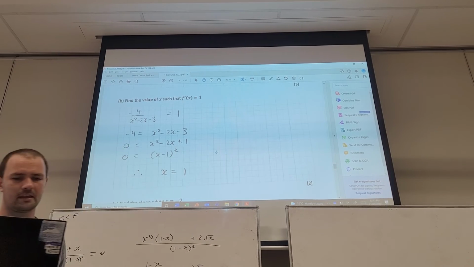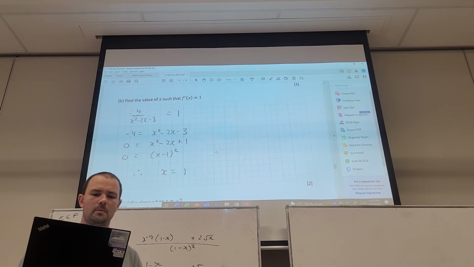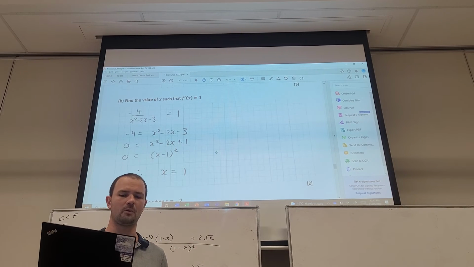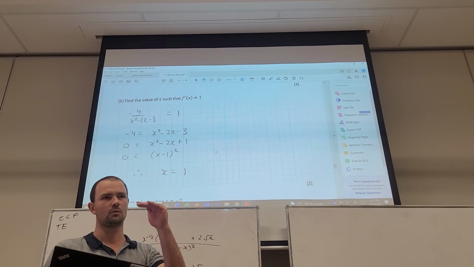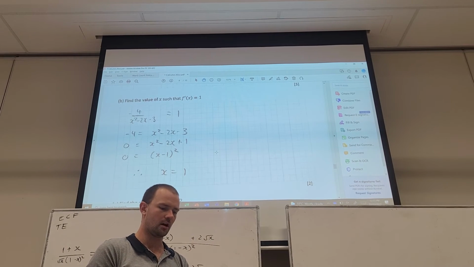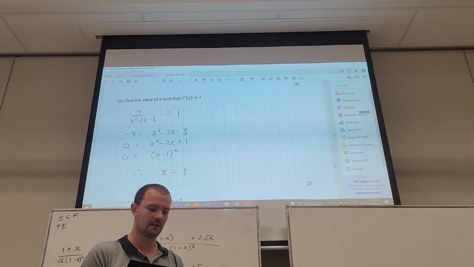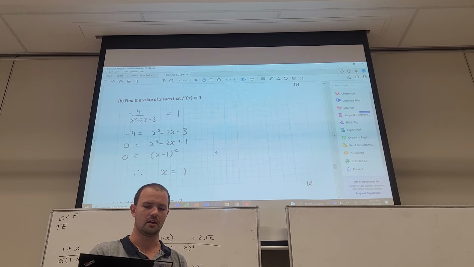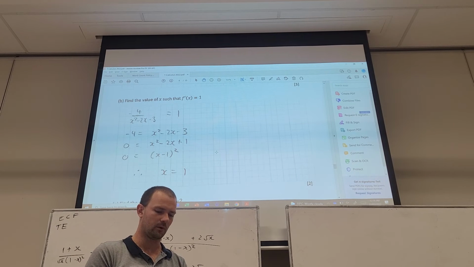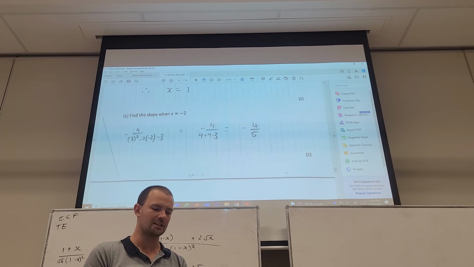Part B isn't find when the slope's horizontal or find the slope when x is a number. It is find x when the slope equals 1, or when f dash of x equals 1. That's very precise there, the wording, and I won't go into why. So we've got minus 4 over x squared take 2x take 3 equals 1, and then we're just solving that equation. It's a quadratic. We can factorise it. The solution is x is 1. And then find the slope when x is minus 2.